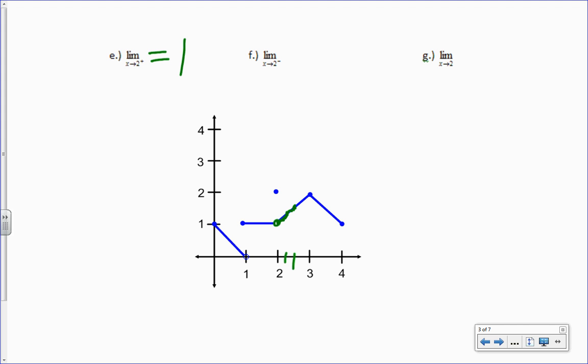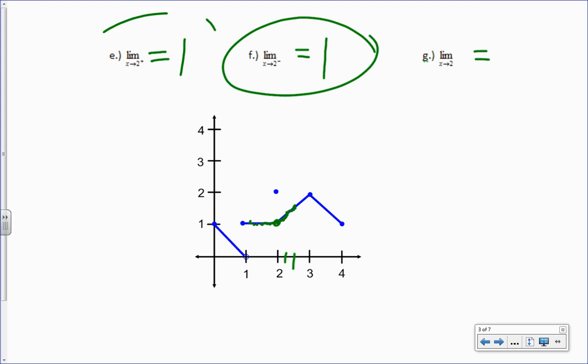How about if we were to do this one from the left? So you pick something to the left and you work your way in. What is the response getting closer and closer to? It's getting closer and closer to 1. So can I give you the overall limit? Yes, because they are approaching the same value from the left and the right. And so the answer is 1.